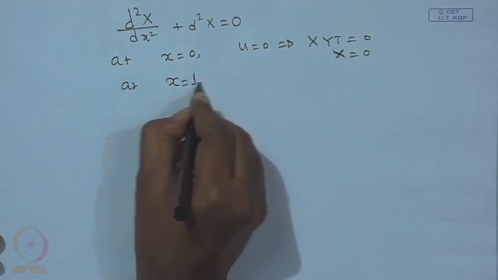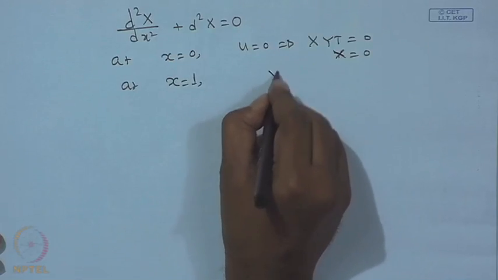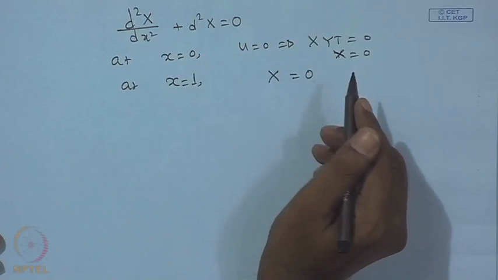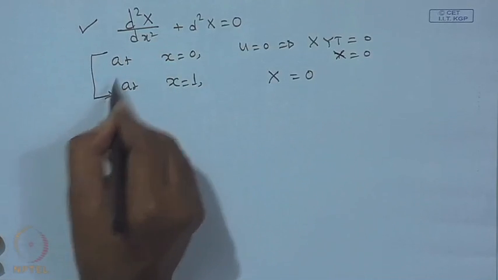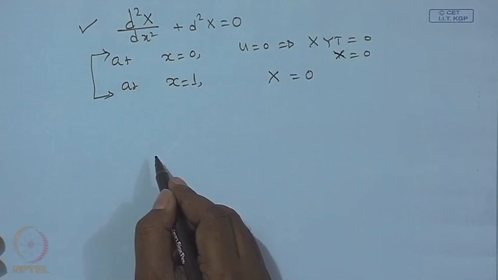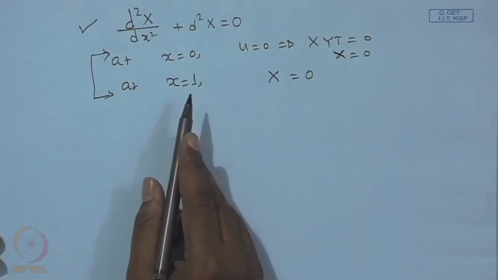Similarly, at x is equal to 1, u was equal to 0. So, therefore, capital X is equal to 0. Now, if you remember, this is a standard eigenvalue problem and these are the homogeneous Dirichlet boundary conditions. So, we know the solution of this problem.